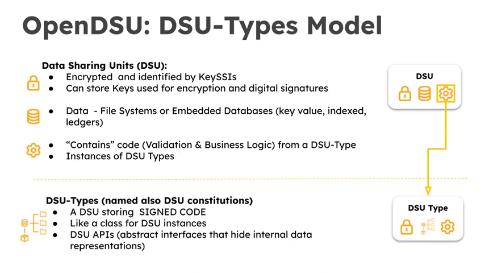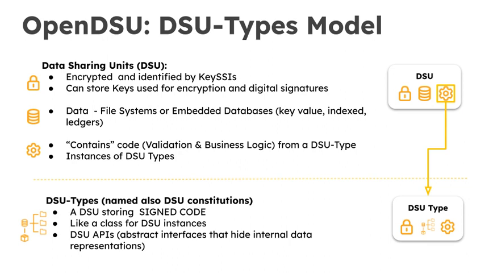These DSU types, also referred to as DSU constitutions, resemble classes in traditional programming, defining the structure and capabilities of each DSU instance. Additionally, DSU APIs serve as abstract interfaces, concealing the internal representations of data. We should note that in most cases, DSUs are used for sharing data and are not generally viewed as abstract containers for code or as providers of APIs.